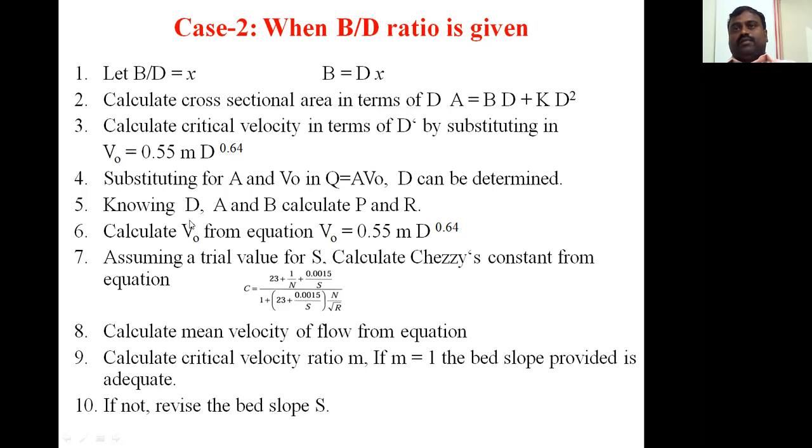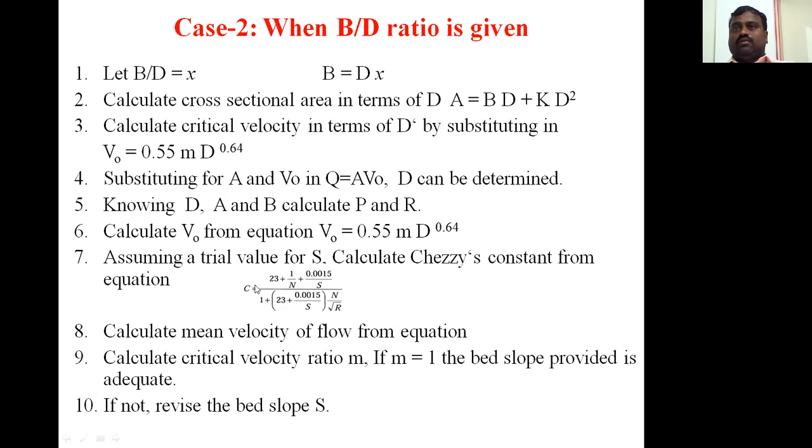And knowing depth of flow D, area of flow A, and width of channel B, perimeter P and hydraulic radius R values are calculated. And in next step again, V naught is equal to 0.55 m into d to the power 0.64. So substituting here depth of flow value, the value of critical velocity is determined.